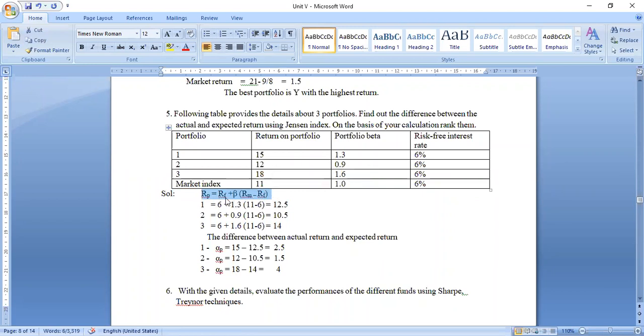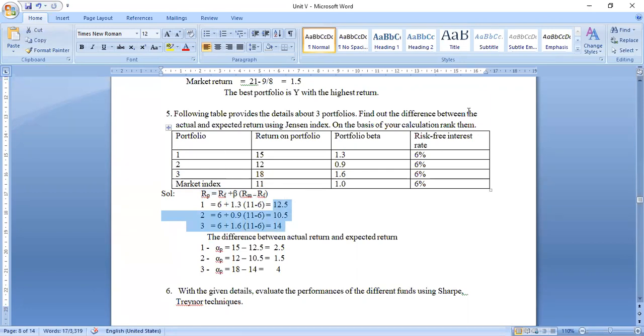Okay. Now the risk-free rate of interest is 6, plus beta for portfolio 1 is 1.3 into market return 11 minus the risk-free rate of return 6. So with this you will get the expected return as per the CAPM model. The same goes with the second portfolio: 6 plus 0.9 into (11 minus 6) is equal to 10.5, and for portfolio 3, 6 plus 1.6, the beta, into (11 minus 6) will give you 14. Now these are the expected returns as per the CAPM model.